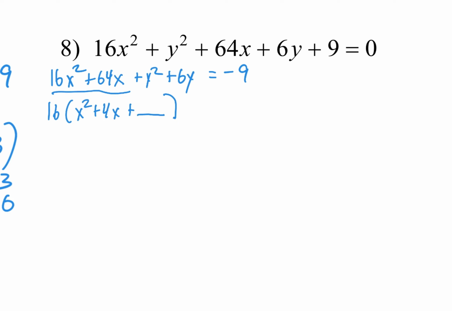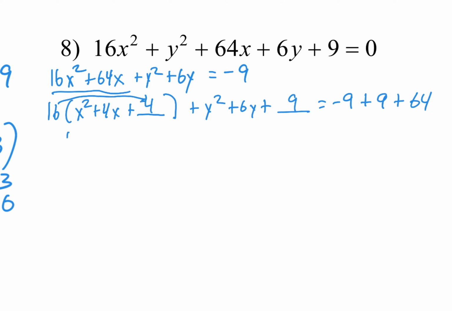Half of 4 is 2. 2 squared is 4. And then we've got plus y squared plus 6y. Half of 6 is 3, squared is 9. So then that was negative 9 plus 9 plus, not 4, 64. Yeah, again, make sure you distribute that over there.